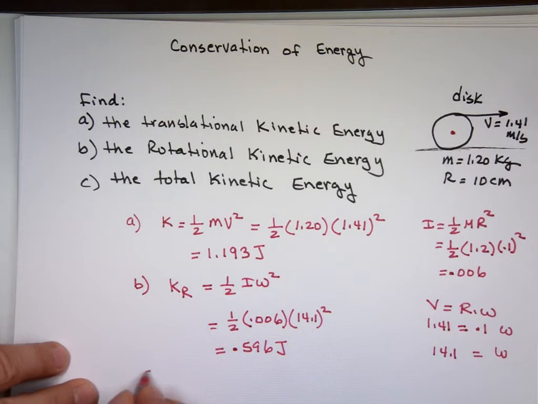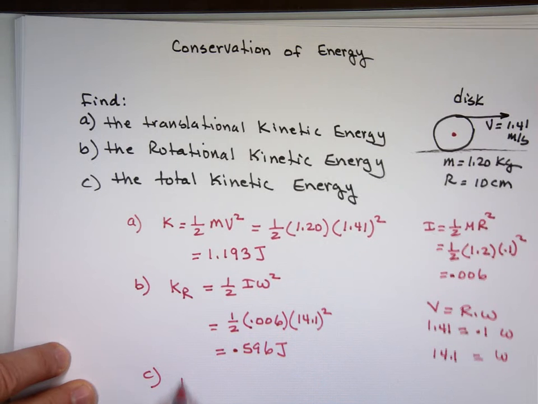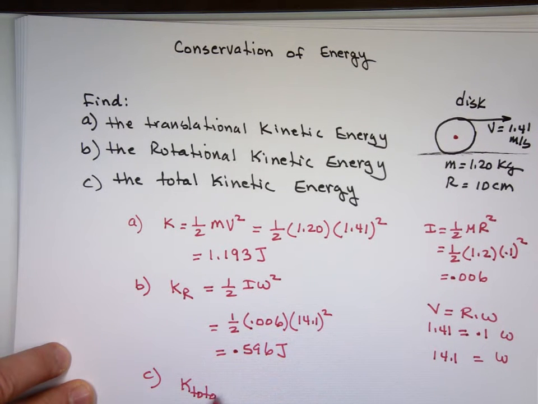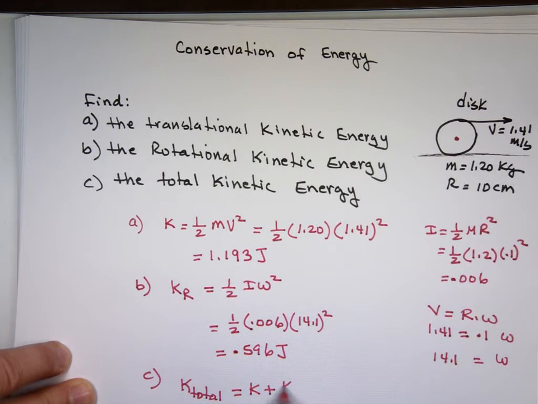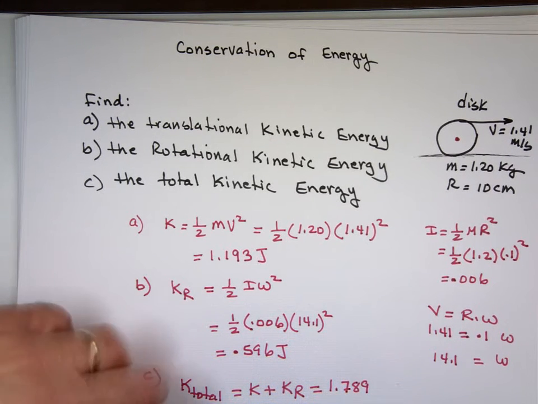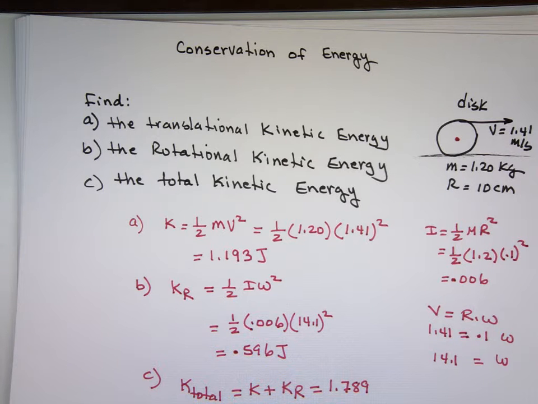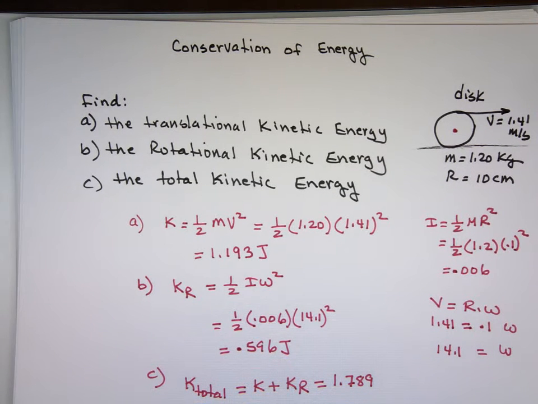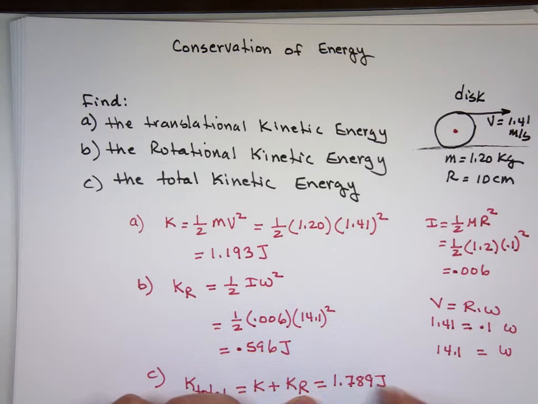And part C, what is the total kinetic energy? It's going to be the sum of these two, the translational kinetic energy plus the rotational kinetic energy. Add the two numbers: 1.193 plus 0.596 equals 1.789. And again, that's joules.